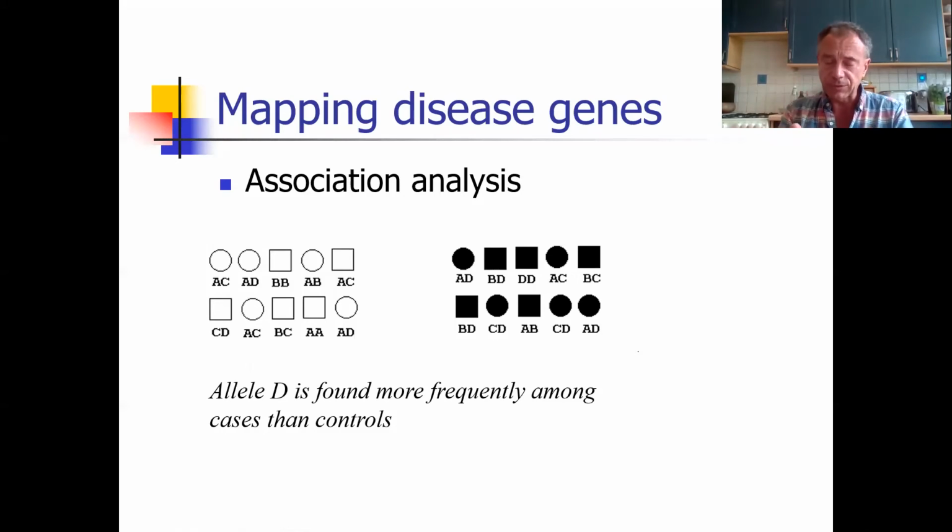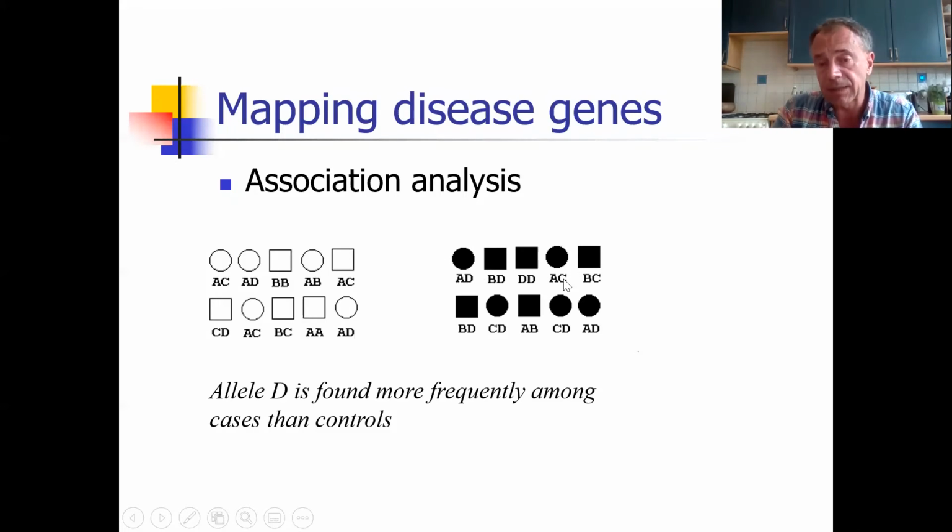People have got 2 copies of each chromosome. So at a particular point on the chromosome, they'll have 2 alleles, and those 2 alleles may be different or they may be the same. If they're the same, we say the person is homozygous, so they're both the D allele on both chromosomes. If they're different, A and D, we say they're heterozygous.